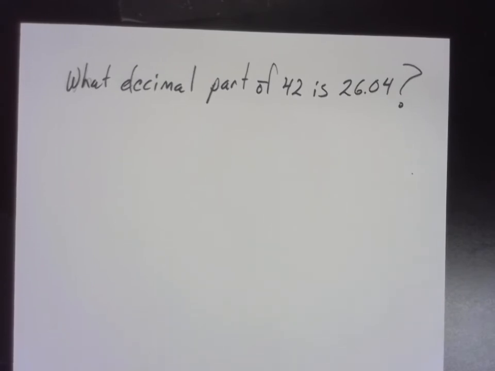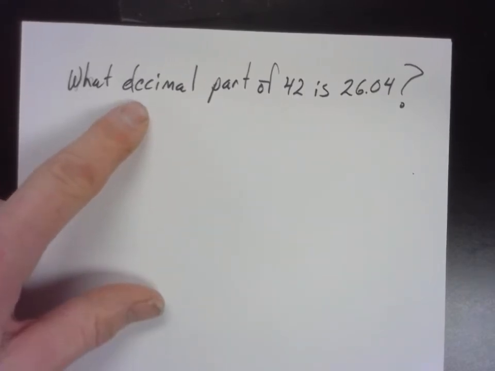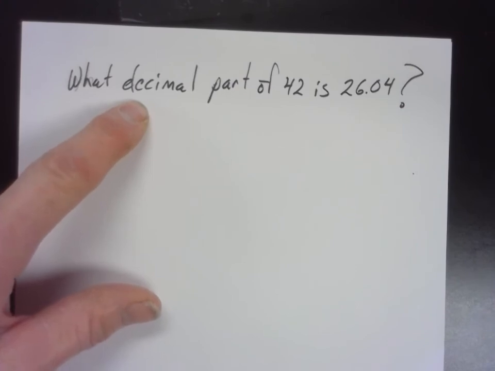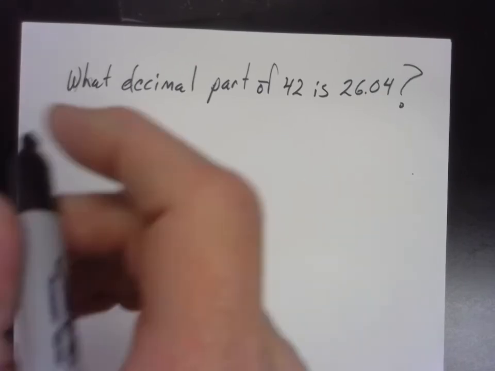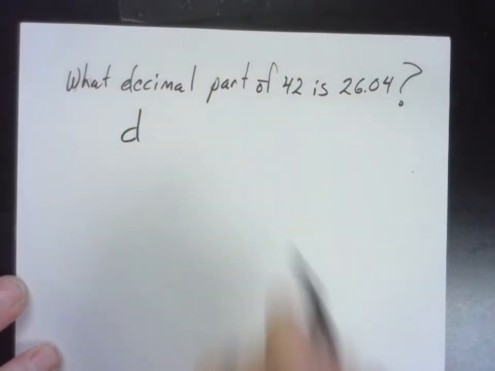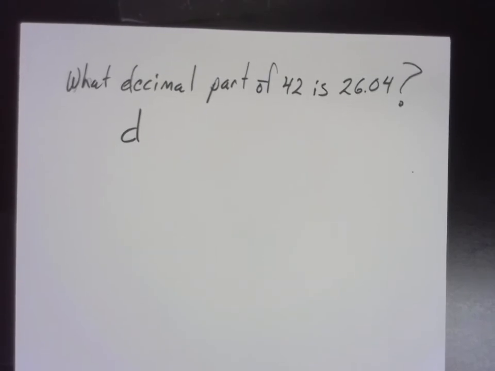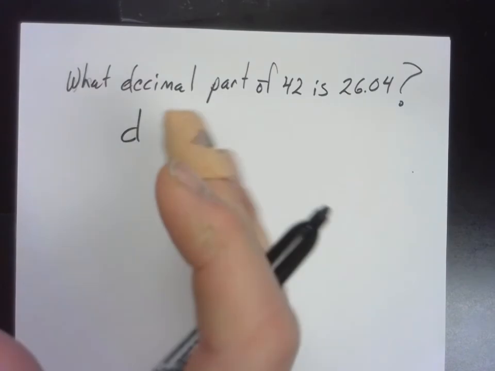Do we know what decimal we're talking about yet? So we need some symbol that represents some decimal, but we don't know what it is yet. What could we use to represent some decimal that we don't know what it is yet? A D! You guys are brilliant! Could we use an X? Yeah, we could use whatever, but we're going to use D.